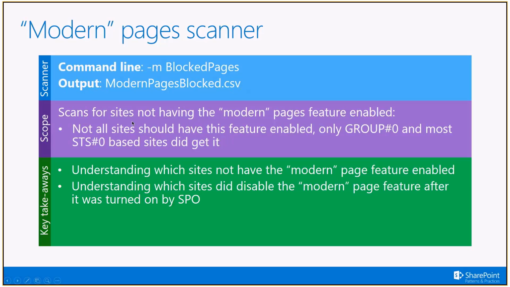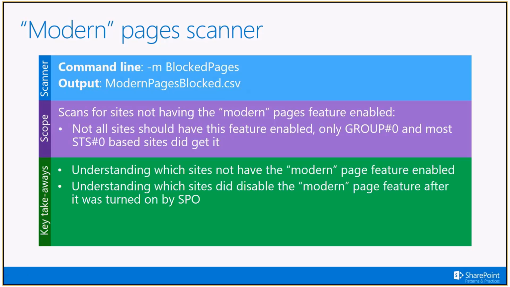The scope of the scan is essentially giving you a list of sites. This also includes subwebs, so any site where the modern page feature is not enabled. That's what you get from this tool. Some things to understand here is that when we rolled out this modern pages feature, we only activated it for all the group #0 sites. So these are the modern team sites. And for most of the classic team sites, so the STS #0 sites.